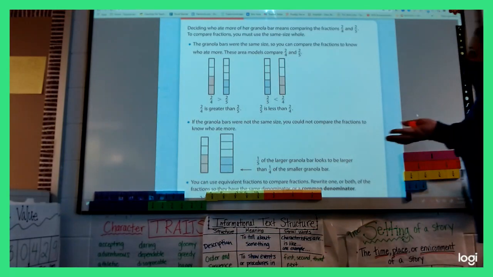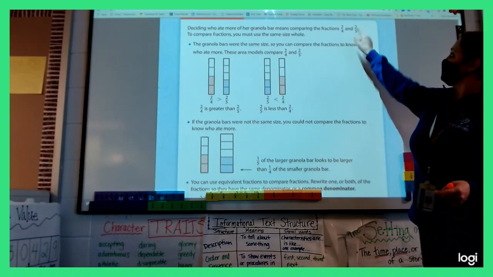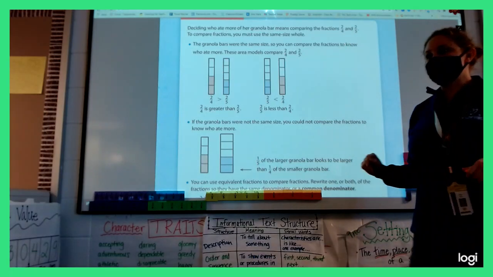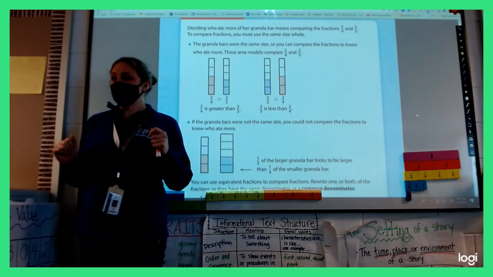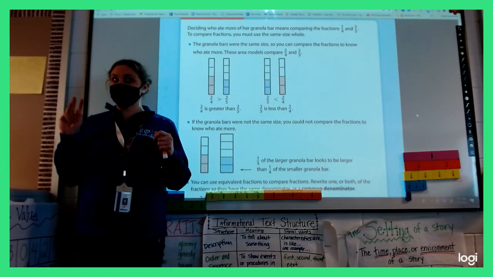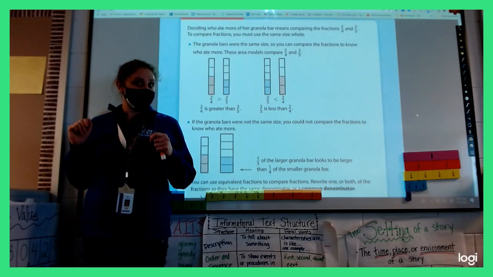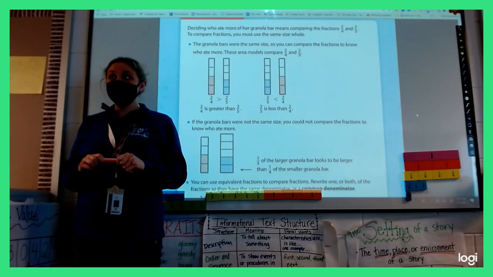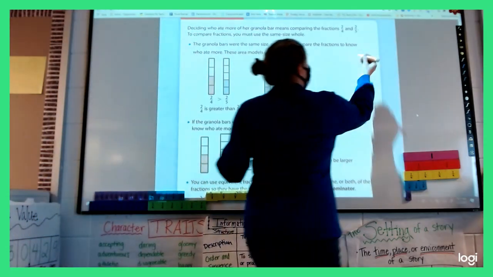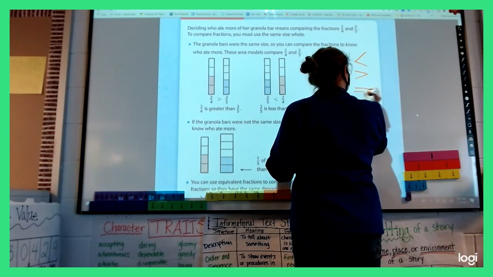All right. Deciding who ate most of her granola bar means comparing the fractions 2/4 and 2/5. Does anyone remember when we compared regular numbers, what signs did we use to compare them? We had 3 different signs we would use, and a lot of times we turned them into alligators. Cadence? Yep, remember these things? Greater than, less than, equal to.